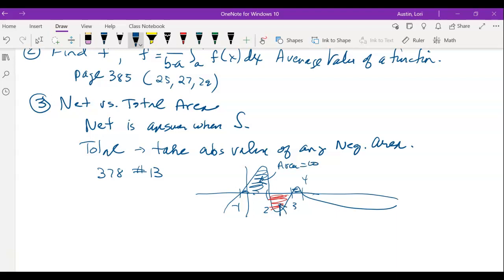All right, and I'll give you all the areas. And then I might ask a question like, hey, what's the total area of this problem? What's the net area of this problem? So understand the difference between net and total. Now I'm giving you the areas of each little piece. So I might ask total area from -1 to 4, or net area from -1 to 4. You just have to understand the difference between net and total.